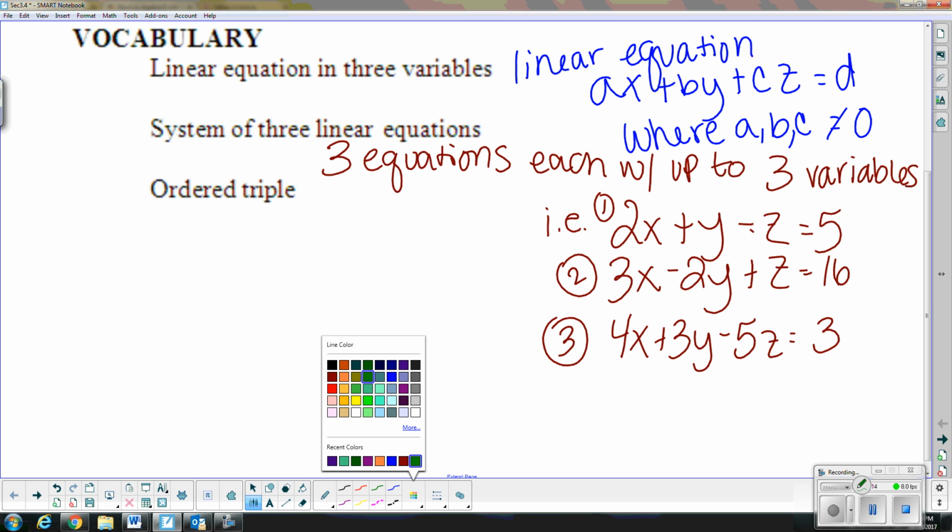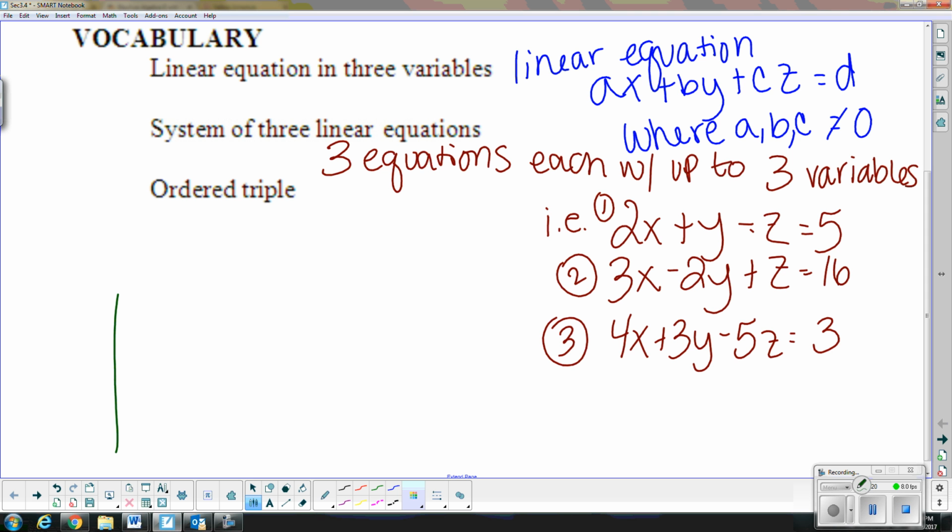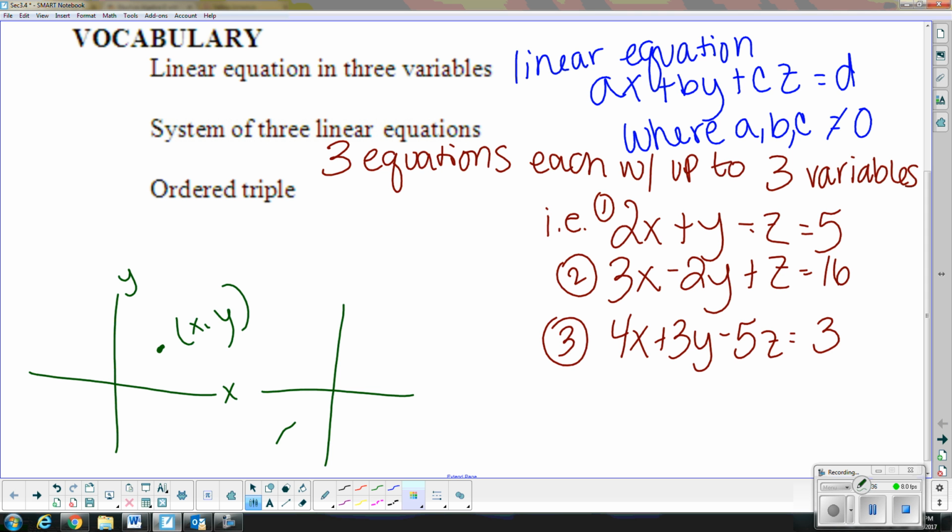Okay, and then the last term that we have is an ordered triple. So we have been working with ordered pairs. So like here's your x-axis, here's your y-axis. An ordered pair would be like x and y. Well, now since we have 3 linear equations and 3 variables, we've got 3 axes. So like here's our z-axis, here's our y-axis, here's our x-axis, and our ordered triple would be x, y, z.